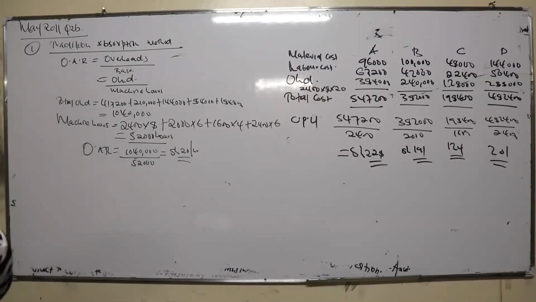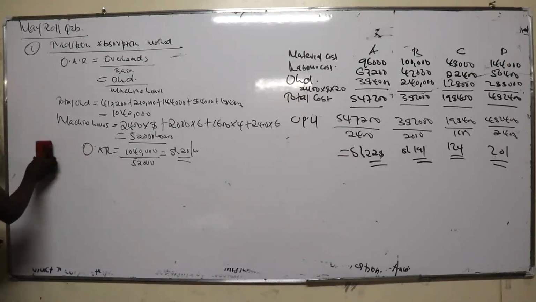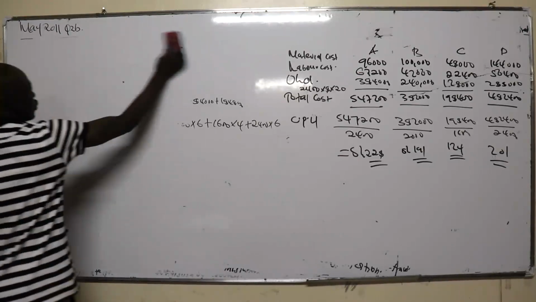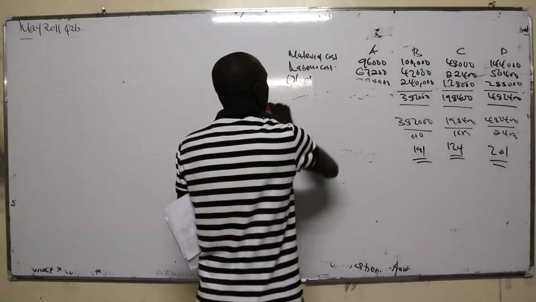So we want to do what we call activity-based costing. So we are going to do activity-based costing.